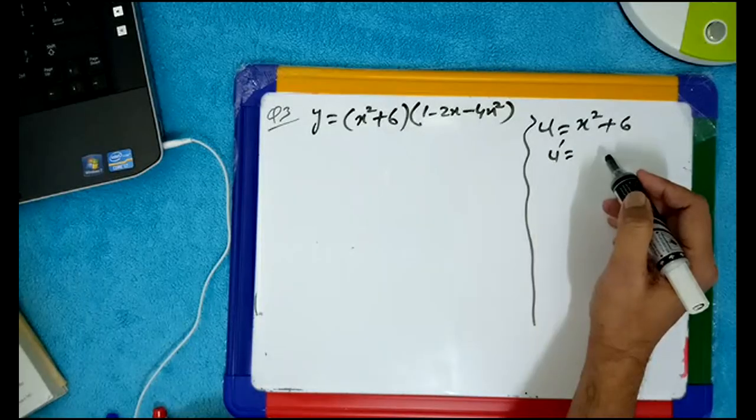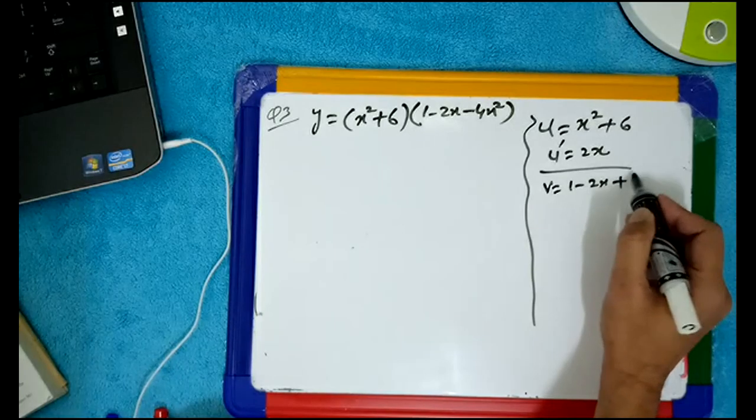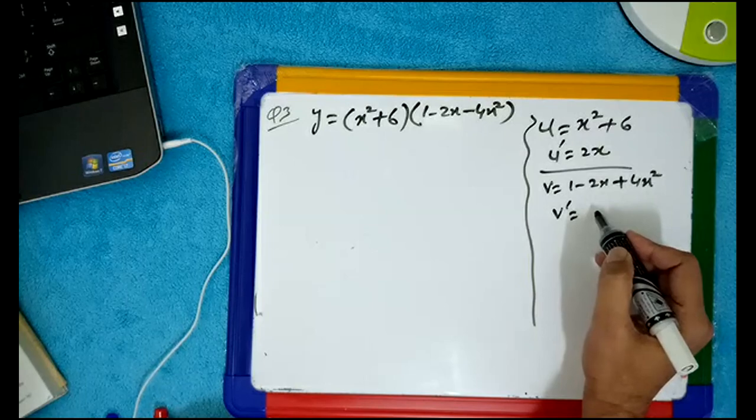Then you have to derive it. So it's just x. Only x? No, wait, 2x. Now you got it. So done. Next. 2x. And next step: 1 minus 2x minus 4x squared, that's v. Excellent. Yes, next step. Then derive it, v', I mean, v dash. v dash is 1.